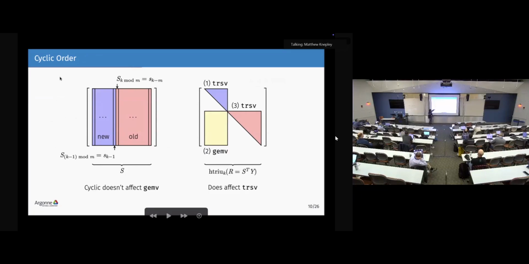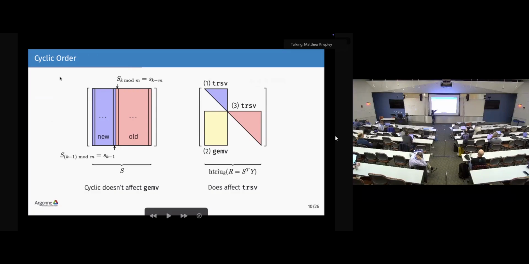So this would be your history of differences in your solution vectors. Like I said, 0, 1, 2, 3, 4, but now you're moving on, so it'll be 5, 6, 2, 3, 4. And then GEMV actually doesn't really matter. But let's think of a matrix R, which is S transpose times Y. What if I need a triangular solve on Y, but in a historical order? What I mean by H tri U is an upper triangular in a historical order.